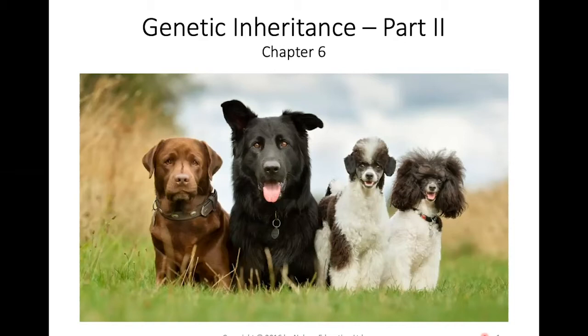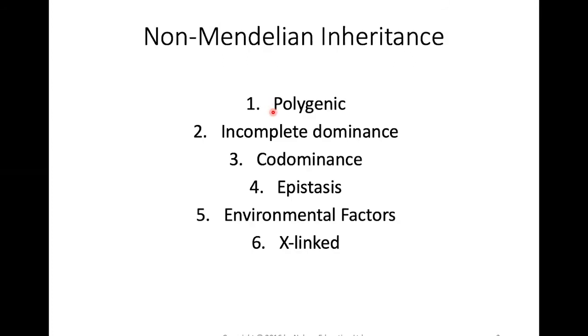So this week we're moving into non-Mendelian inheritance patterns, which will follow a set of different rules. The examples we're going to be looking at are polygenic inheritance, incomplete dominance, codominance, such as blood typing, epistasis, environmental factors, as well as X-linked inheritance patterns, where we take a look at how alleles located on the X chromosome can be passed on to both female and male offspring.